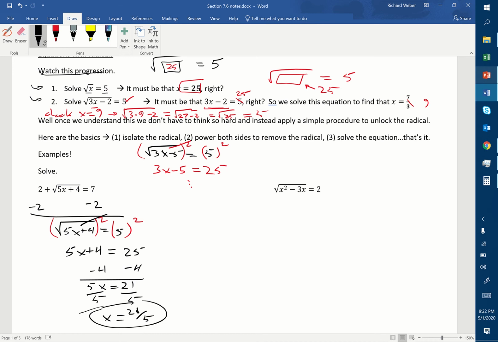Think about plugging that in. 21 divided by 5. It works. Now let's go to the next one. Now this one's got a square in it. It's kind of hard to figure. It's not really easy to figure out what the answer is. That's not what we do. We just simply go, okay, you give me this and you're telling me to solve?